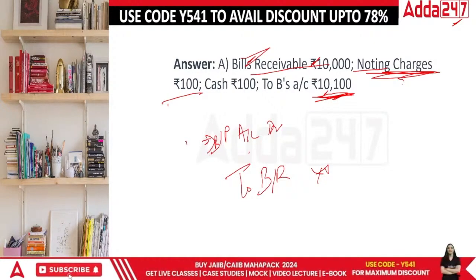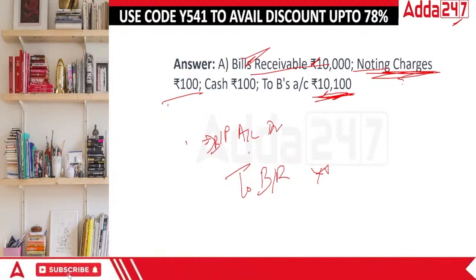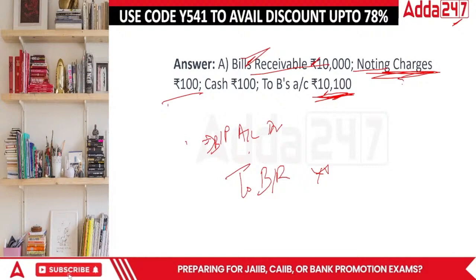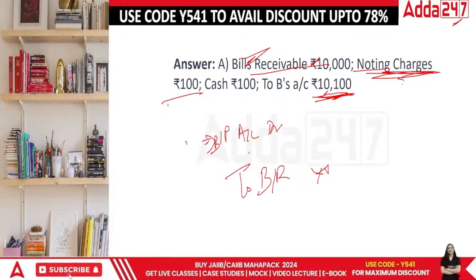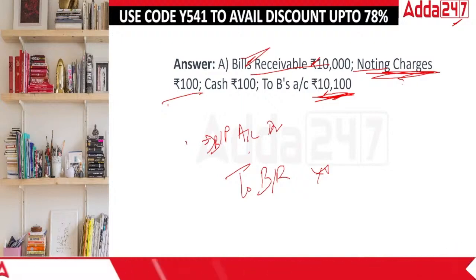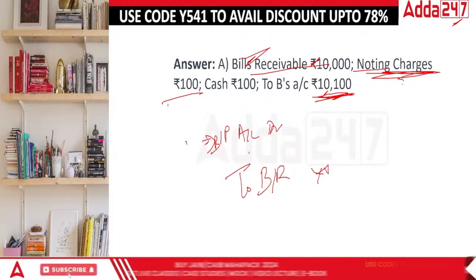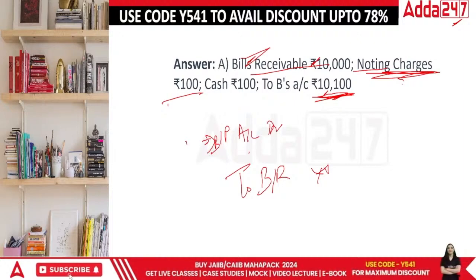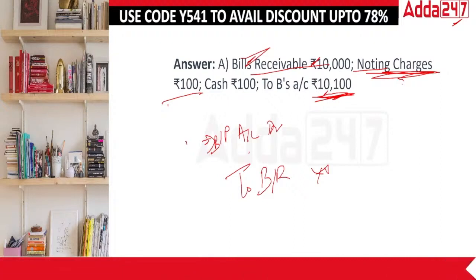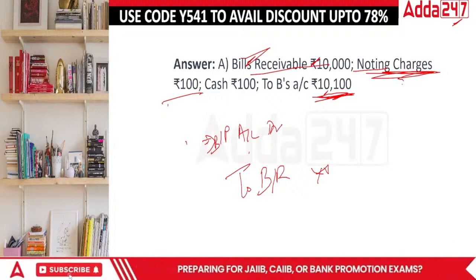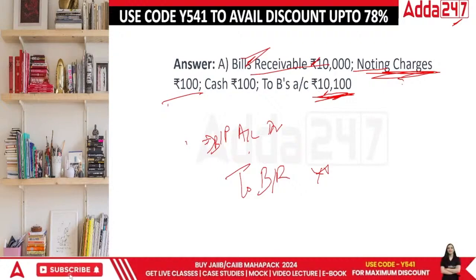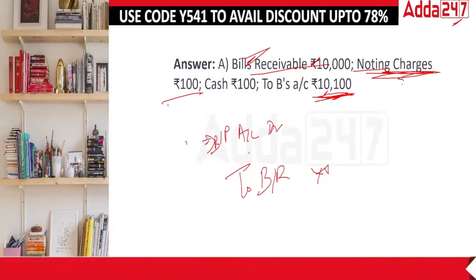So in this case, the answer is bills receivable account debit 10,000. Then the noting charges 100 rupees, that is paid in cash, so to cash 100 rupees. And then the bills receivable is gone, and for the person there, the person would be debited. In this case, the correct answer comes out to be 10,100, and that is the answer there.